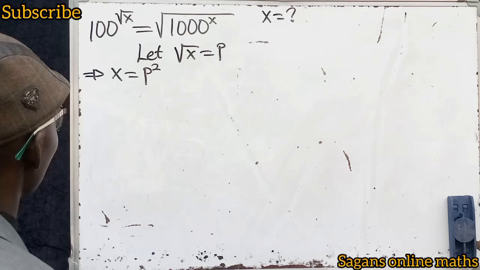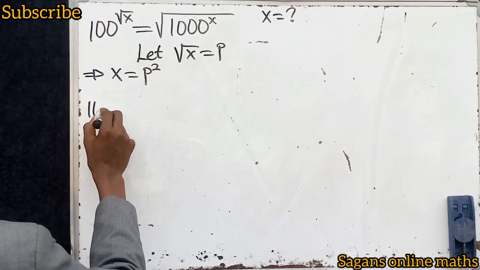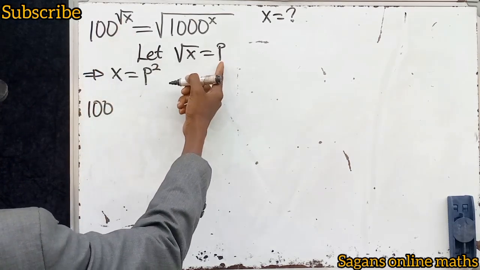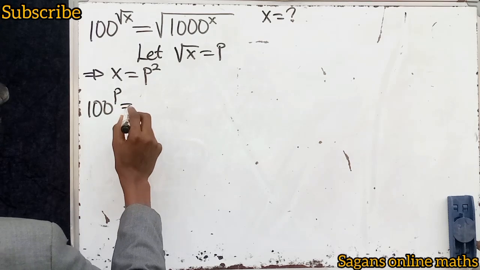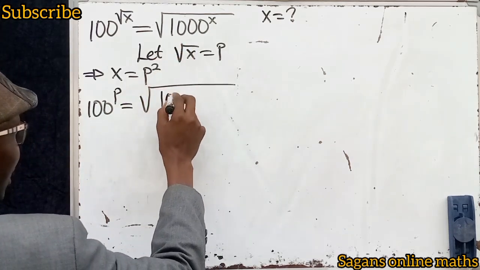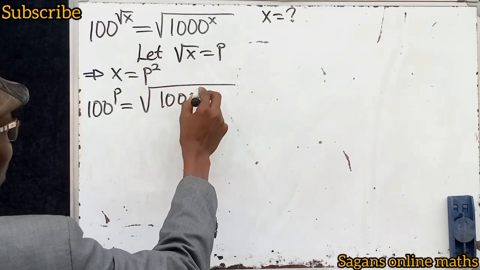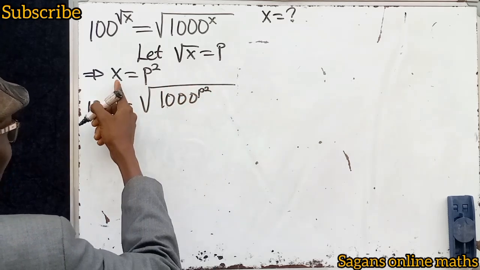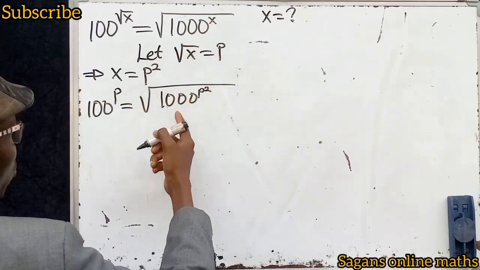Beautiful. Let's go back to our question. Now this becomes 100 to the power of, and root x is now p. So p equals the square root of 1000 to the power of x. And x is p square. You can see that x is equal to p square. So in place of x, I have p square.